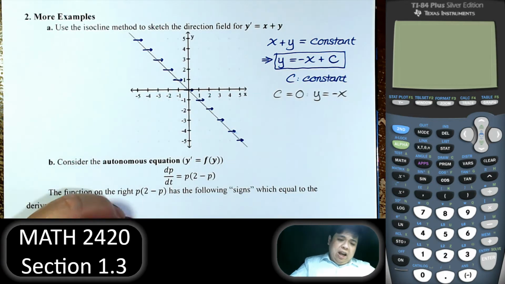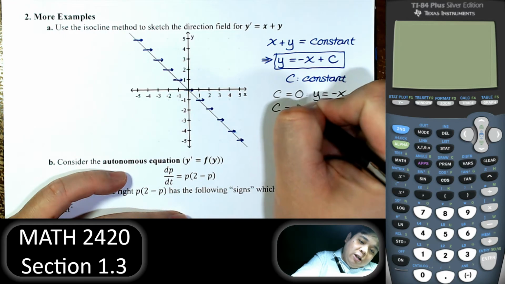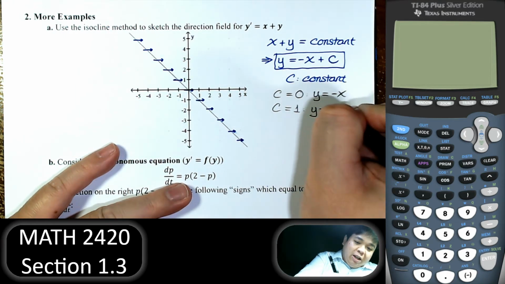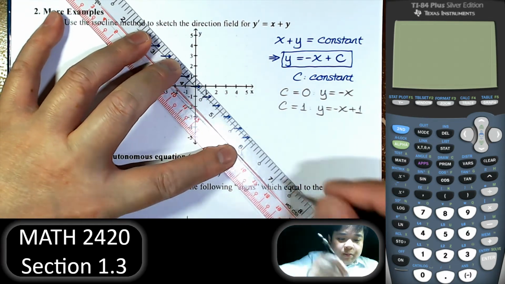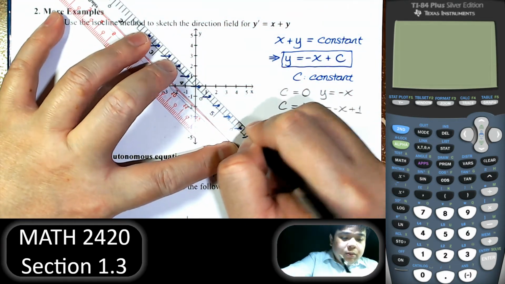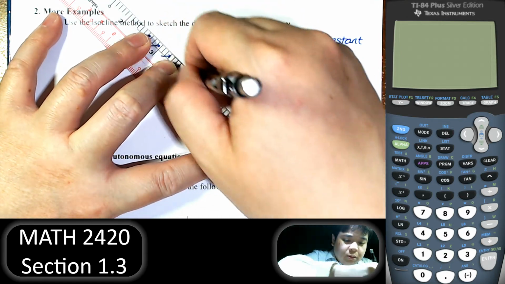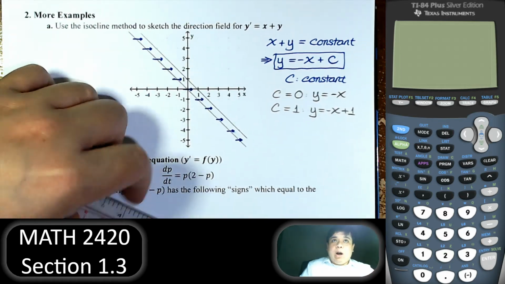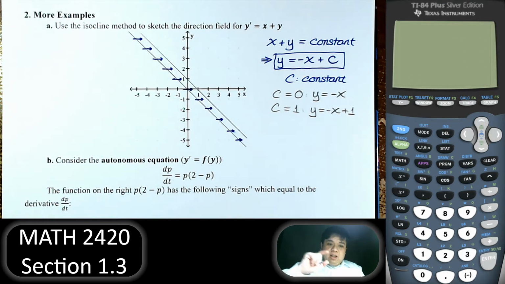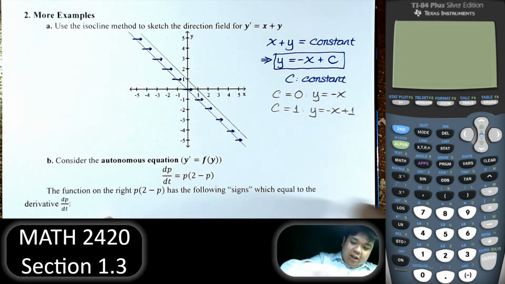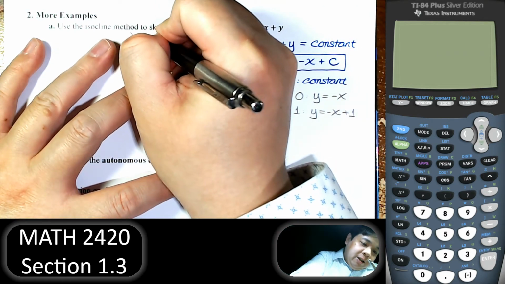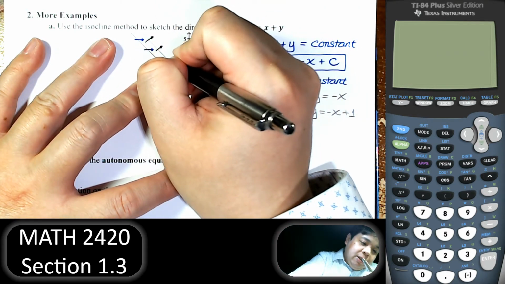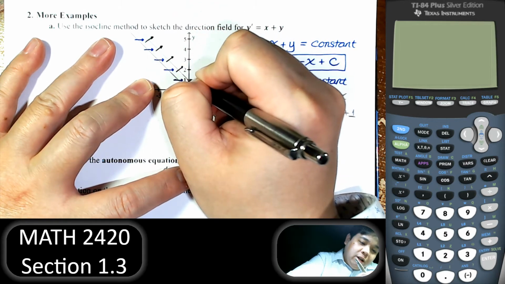Right. And then next, if we choose c equal to 1, we have y equal to negative x plus 1. So on the line y equal to negative x plus 1, the slope equal to 1. If the slope equal to 1, that means it is a diagonal line. So I will draw in a different color here, slope equal to 1.